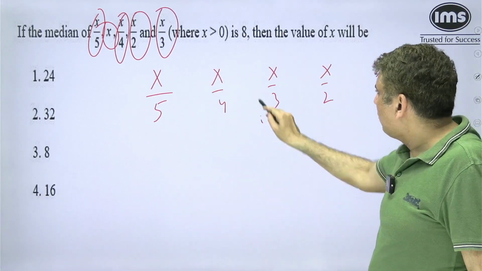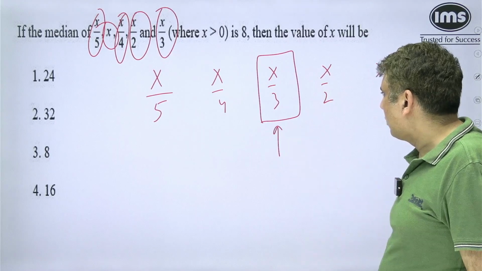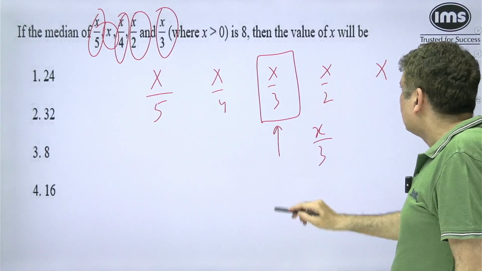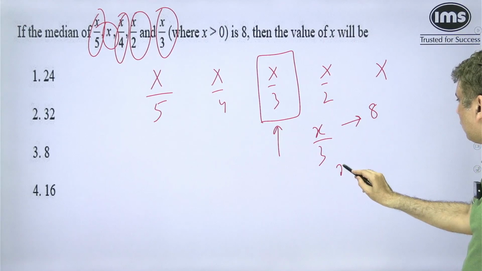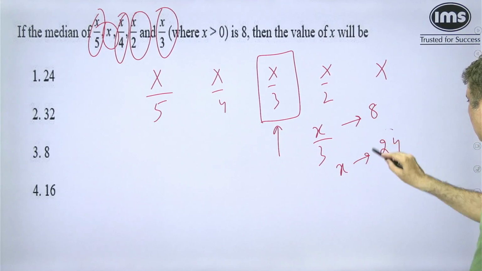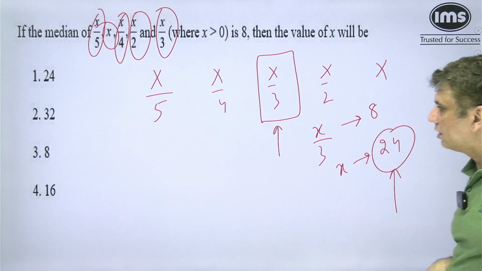5 numbers हैं, there will be one mid value which is x by 3, and this is the median. So x by 3 is the median, and this median is given as 8. So value of x will be 8 into 3, 24, and this would be our correct answer, which is the first option.